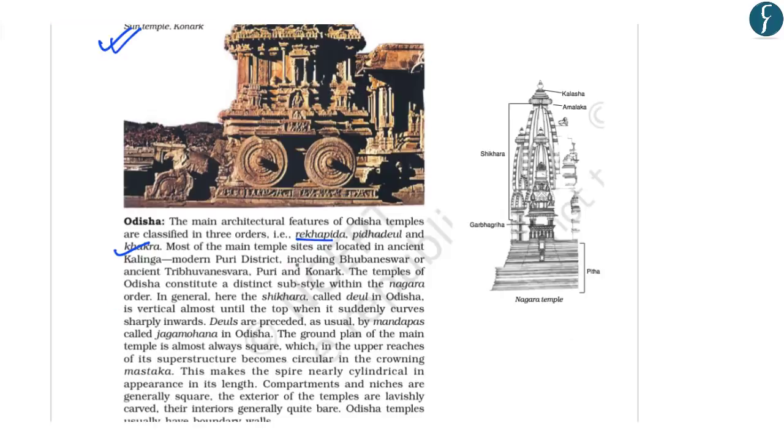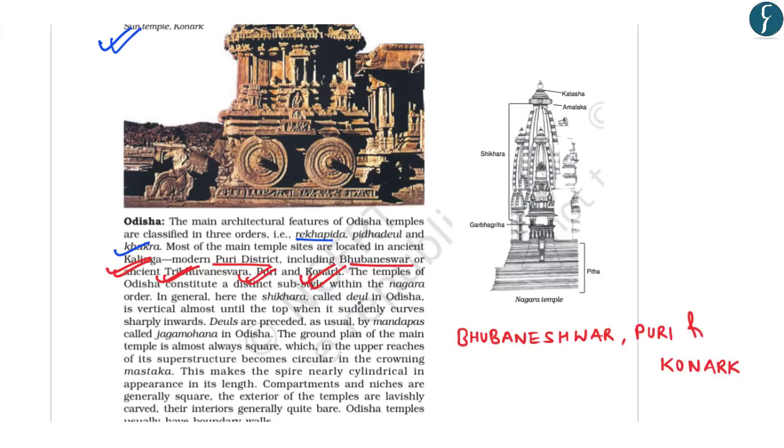It says that most of the main temple sites are located in ancient Kalinga. Now this becomes very important, which currently is in modern Puri district, including Bhubaneswar or ancient Tribhubaneswar, Puri as well as Konark. So the 3 cities mentioned with respect to these temples are Bhubaneswar, Puri and Konark. It further says that the temples of Orissa constitute a distinct sub-style within the Nagara order.